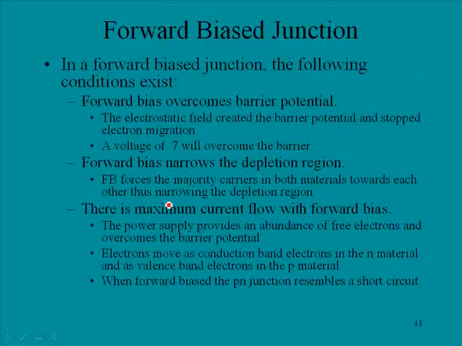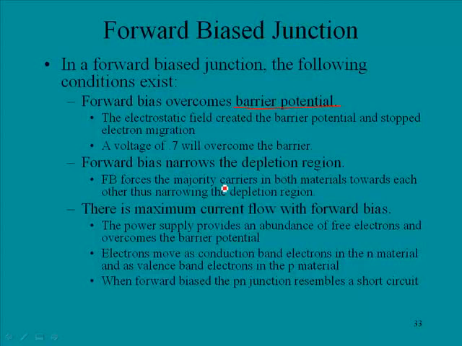Now let's talk about it a little more. In a forward bias junction, the following conditions exist. Forward bias overcomes the barrier potential. The electrostatic field created by the barrier potential had stopped electron migration. Now that was initially, that electrostatic field created the barrier potential and stopped electron migration. Now, a voltage of 0.7 volts, if this is a silicon, will overcome that barrier. Forward bias narrows the depletion region. Forward bias forces the majority carriers in both materials towards each other, thus narrowing the depletion region.